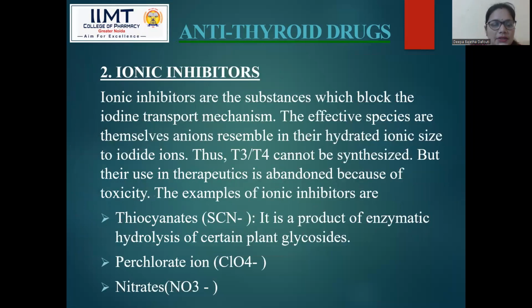Next is ionic inhibitors. Ionic inhibitors are the substances which block the iodine transport mechanism. The effective species are themselves anions, resembling in their hydrated ionic size the iodide ions. Thus, triiodothyronine and tetraiodothyronine cannot be synthesized, but their use in therapeutics is limited because of the toxicity. The examples of the ionic inhibitors are thiocyanates, which are a product of enzymatic hydrolysis of certain plant glycosides, perchlorate ion, and nitrates.